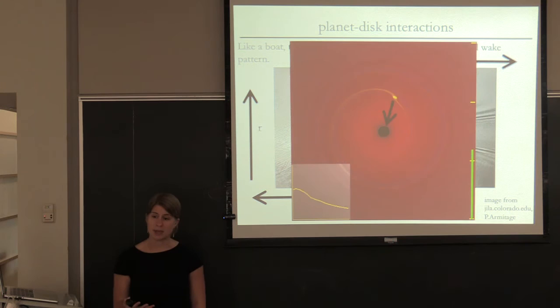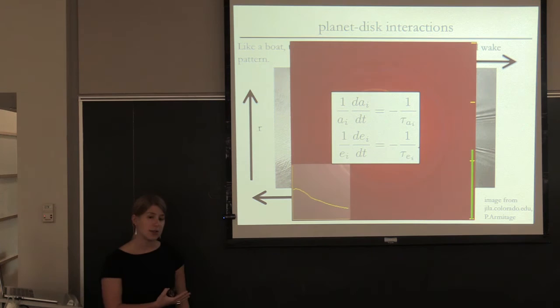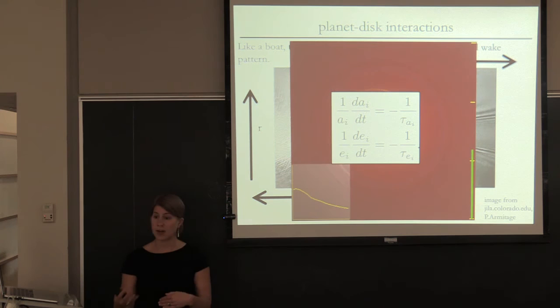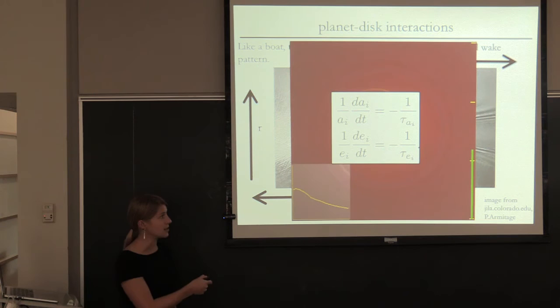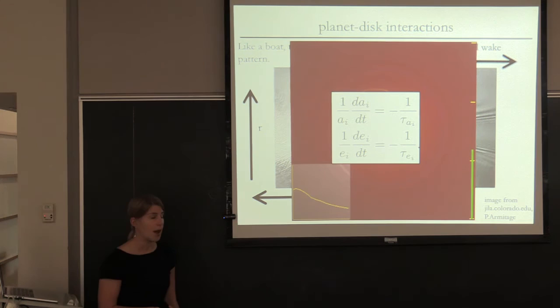And the simplest way to describe the result of these interactions is just to say that they occur on a very, very long timescale compared to orbital timescales, and they exponentially damp semi-major axis and eccentricity, where these taus are extremely long compared to orbital timescales. And so that's the simple picture that people have adopted.